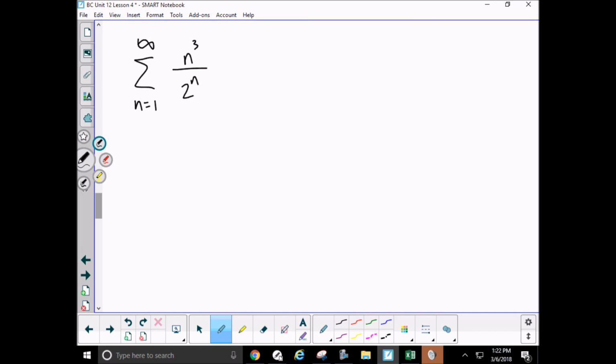So in this situation, I'd use the ratio test. And the ratio test could be used for everything. So let's find the limit as n approaches infinity of a to the n plus 1 times 1 over a to the n, and let's see what that is. If it's less than 1, we win.